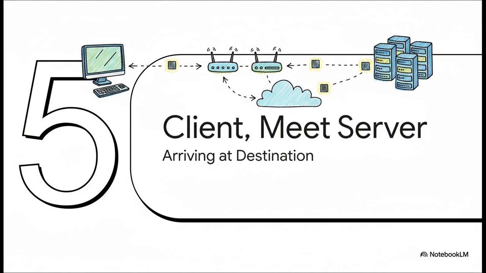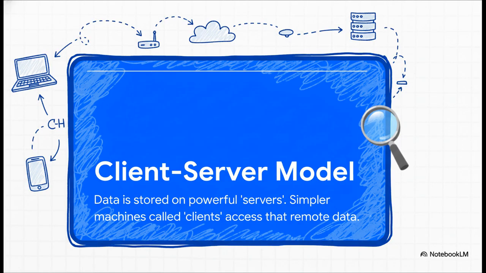So after hopping from router to router, maybe bouncing across countries or even continents in just milliseconds, our little packet is finally nearing its destination. Client meets server. The final stop is in sight. And this is where we meet the most common relationship on the internet, the client-server model. It's super straightforward. Your device, your phone, your computer, is the client. You are requesting something. The destination, the computer you're getting the website from, is the server. It's a powerful machine whose whole job is to store stuff and, well, serve it to clients when they ask.